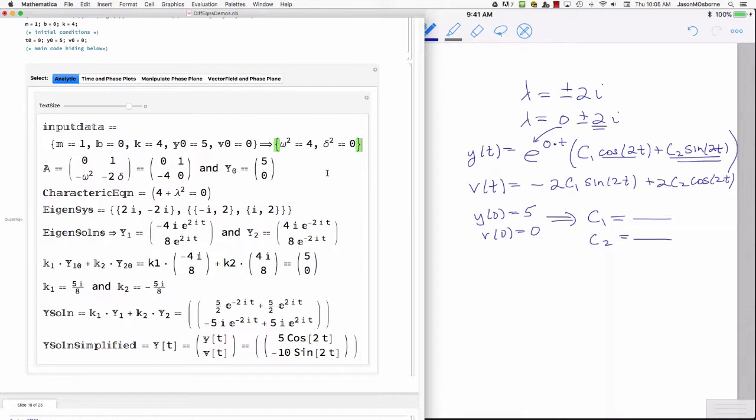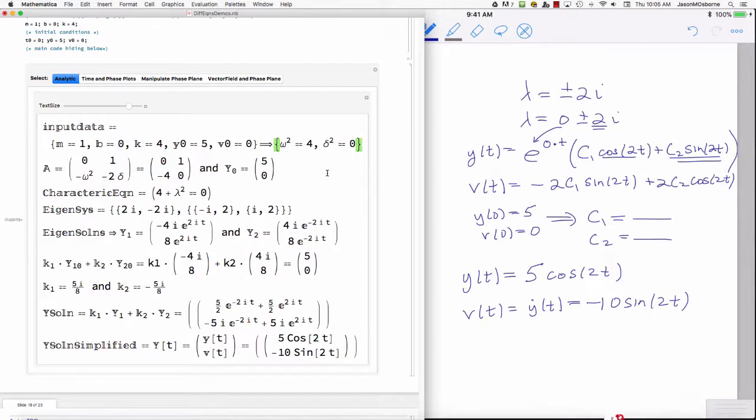So if you solve for C1 and C2, you'll get y of t. You'll see that y of t comes out to be 5 cosine of 2t. And as promised, v will be the derivative of y, which will be negative 10 sine of 2t.